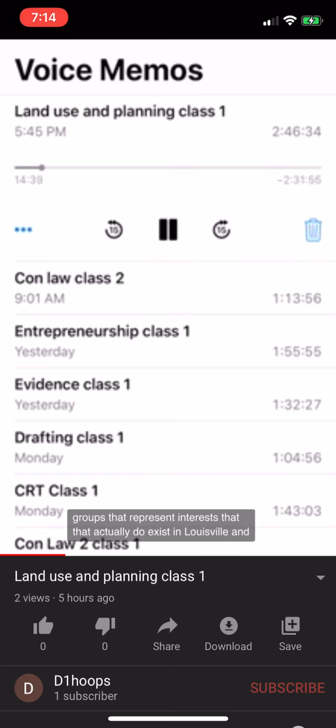Then the second one is a conservation design subdivision out in Middletown, right at the edge of Floyd's Fork. It raises a variety of issues related to land use and the environment. It also gets us into thinking about more suburban types of land use controls and suburban land use issues and so forth.